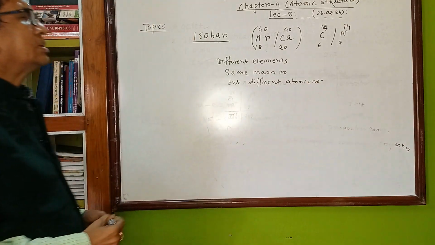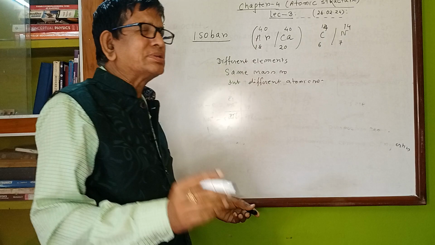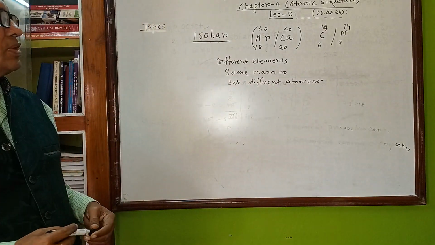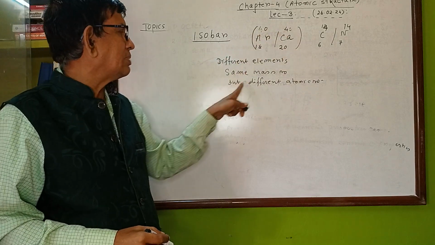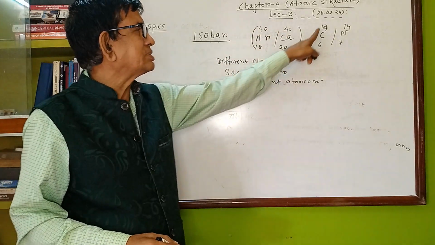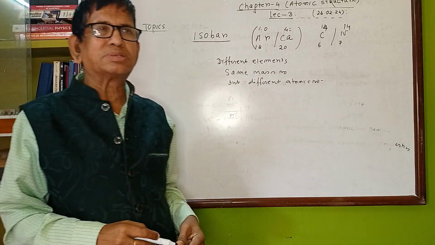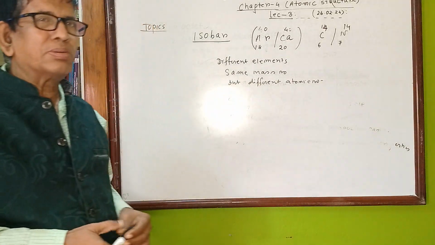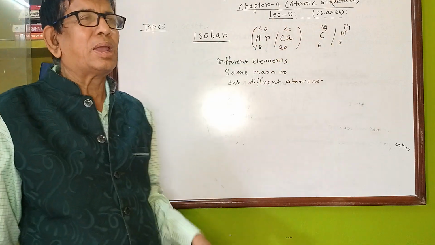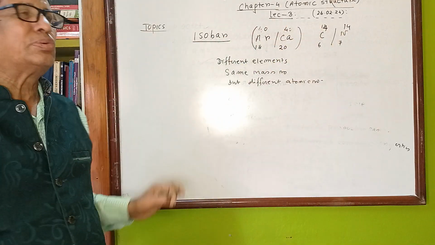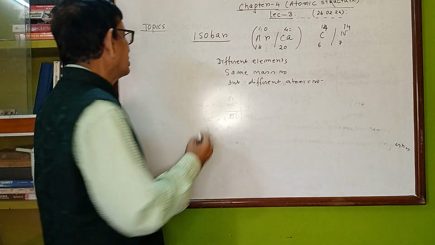Clear? Same mass number, you see 40, 40 and 14, 14 cases. So many examples you can give. So different elements having same mass number but different atomic number. Clear? Same mass number but different atomic number. Two examples I am giving you. So in your exam or any competitive exam, they will give so many pairs, and you have to determine which one is isobar. Another is isotone.